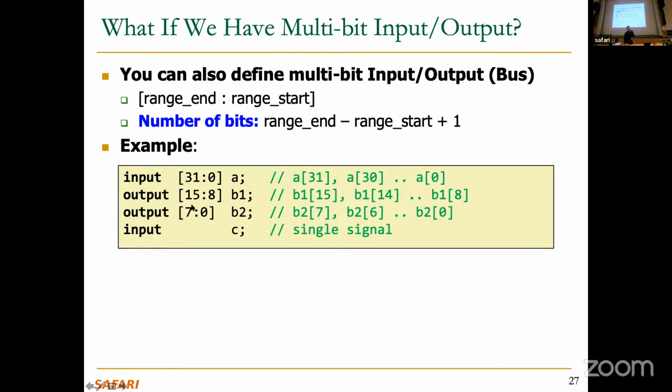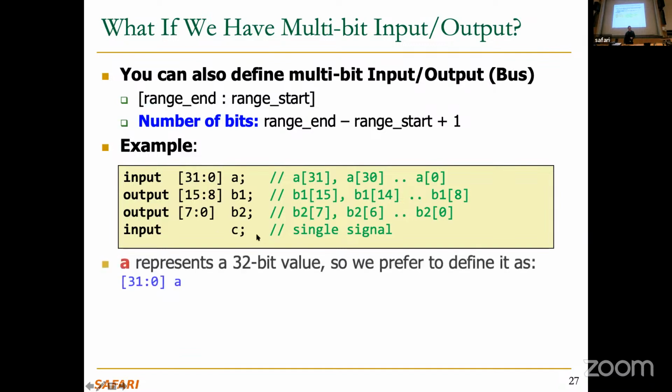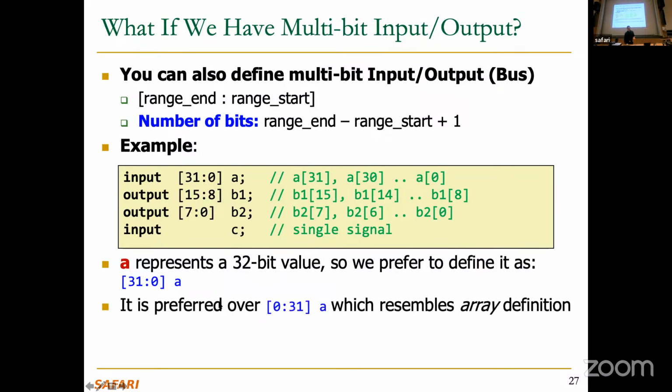Right? For the output, you can see that this is an 8-bit output over here, B15 to B8, and then B7 to B0 is the other 8 bits over here. And then there's a single signal. It's described this way. So it's basically a 32-bit value, as I said, the first one. Actually, it's preferred over this sort of definition, which resembles arrays.